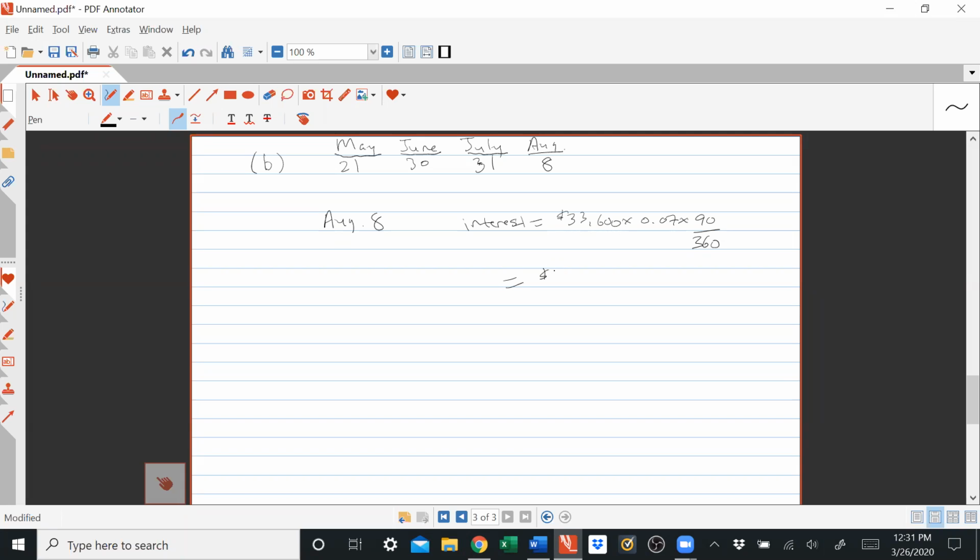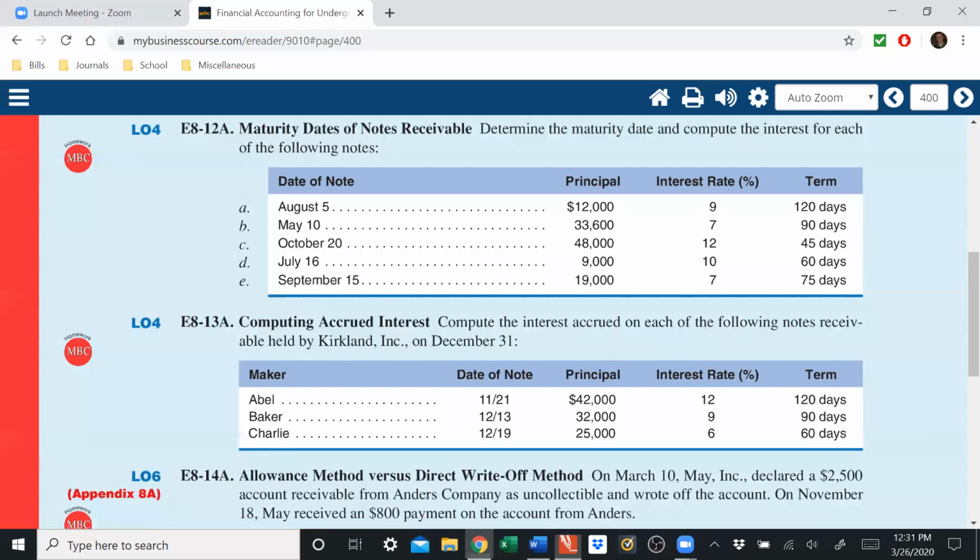$588. Did I use the right interest rate? Yeah. And so forth.